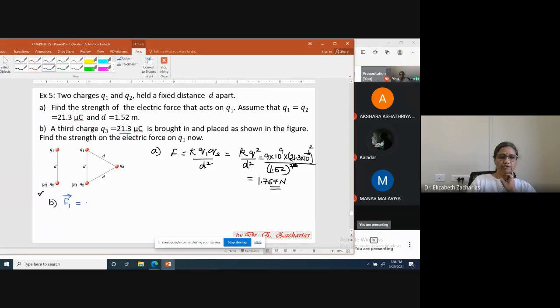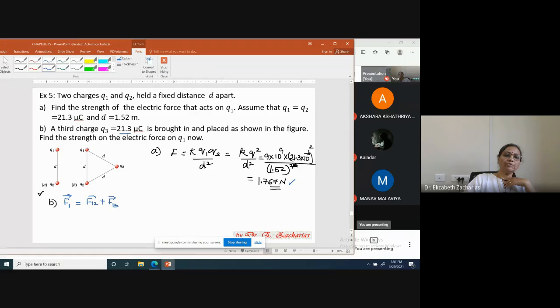Superposition. Principle of superposition. Therefore, F1 will be equal to F12 plus F13. By now, you know the value, because it's after all the same Q, same D. But then you have to vectorially add them. So how do you vectorially add them? You have to first of all see what is the direction of F12, what is the direction of F13. What will be the direction of F12? Will it be repulsive or attractive?